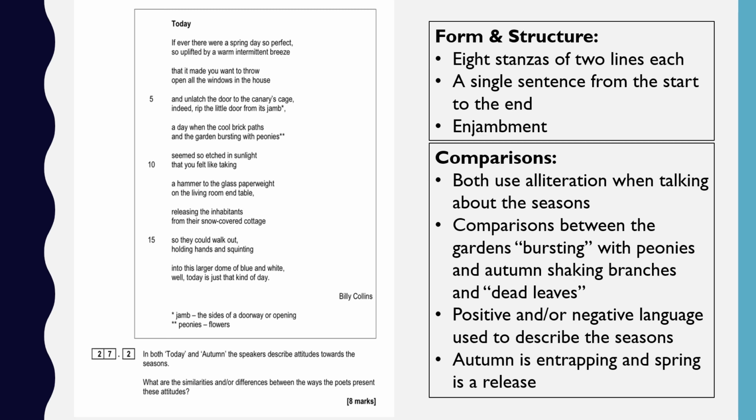Comparisons. So both use alliteration when talking about the seasons. Comparisons between the gardens bursting with peonies and autumn shaking branches and dead leaves. Positive and or negative language used to describe the season. So today is a bit more of a positive poem. It's talking about the wonders of spring, whereas autumn is talking about it being a thief and stealing summer away. Autumn is entrapping and spring is a release.